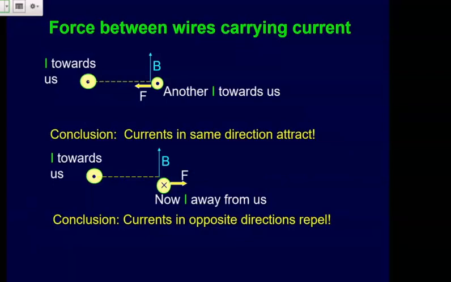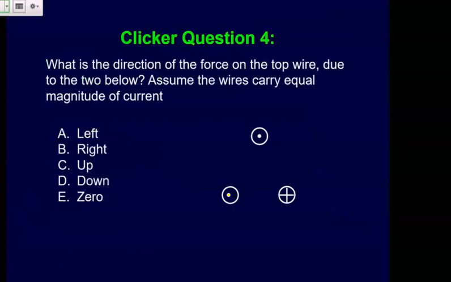And so for an example of that, we've got a problem here. We've got three current-carrying wires, two coming out, one going in. And we want to know what is the direction of the force on the top wire due to the two below? And assume the wires carry equal magnitude of current. So go ahead and discuss this one with your neighbors and see what you think.